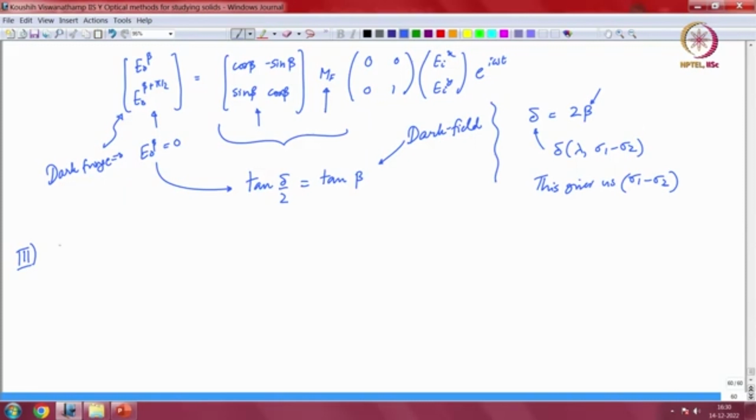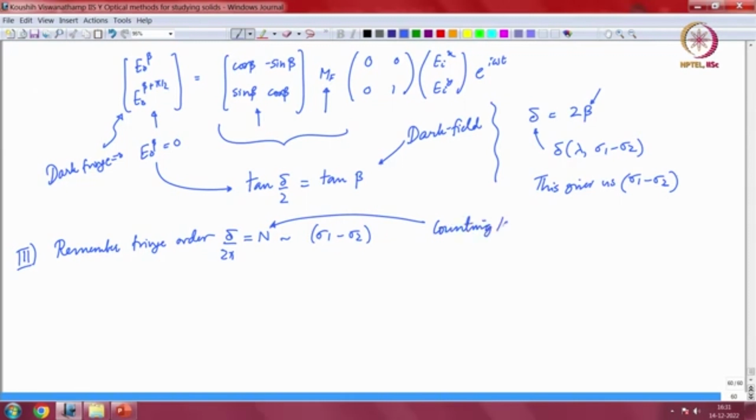The third step is to remember the ordering of the fringe. And this corresponds to sigma 1 minus sigma 2, remember that because delta is proportional to sigma 1 minus sigma 2. And so you have to be able to order the fringes. You can actually count these fringes with something called fringe ordering. We will talk about that with an example maybe in the next session, but I will introduce it at this point.